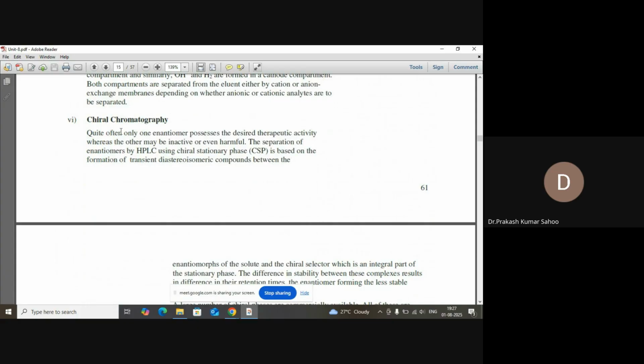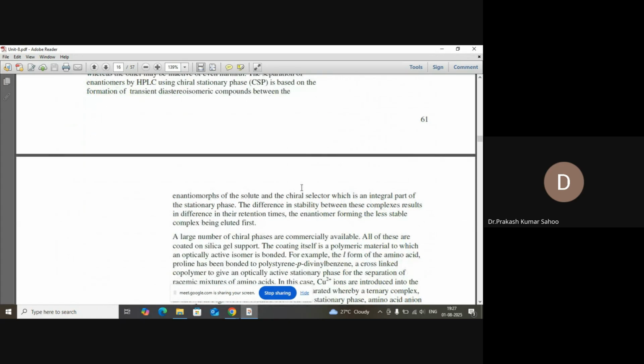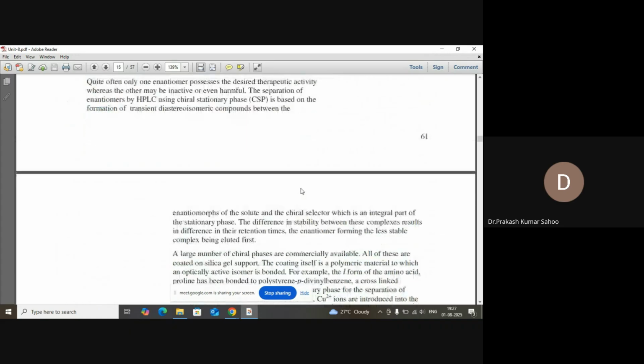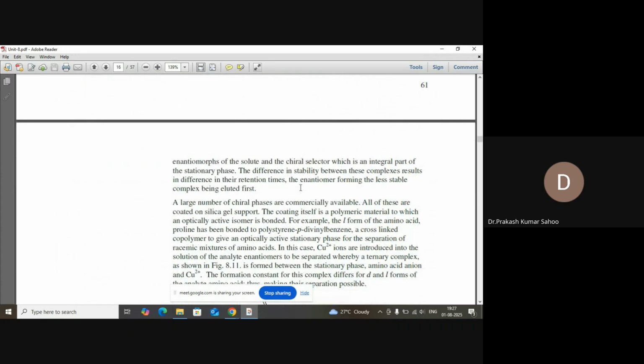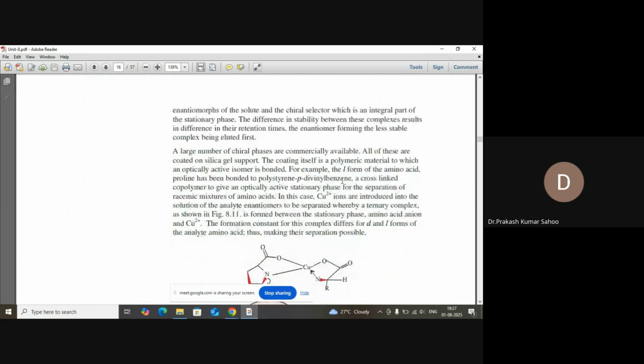Then chiral chromatography, in which a chiral carbon is there. A chiral carbon is a carbon which is bonded to four different groups. This is based on stereochemistry. So a chiral center is there, which is used as a prime factor for the separation.